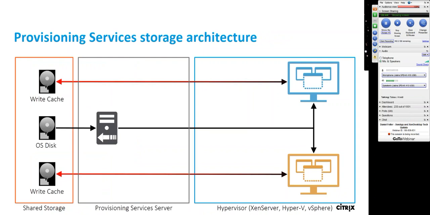If you look at Provisioning Services, it can do the same thing. You can have your OS disk on shared storage that the PVS server is grabbing, and your VMs will write to a write cache disk that's on shared storage. So it can do the exact same architecture.